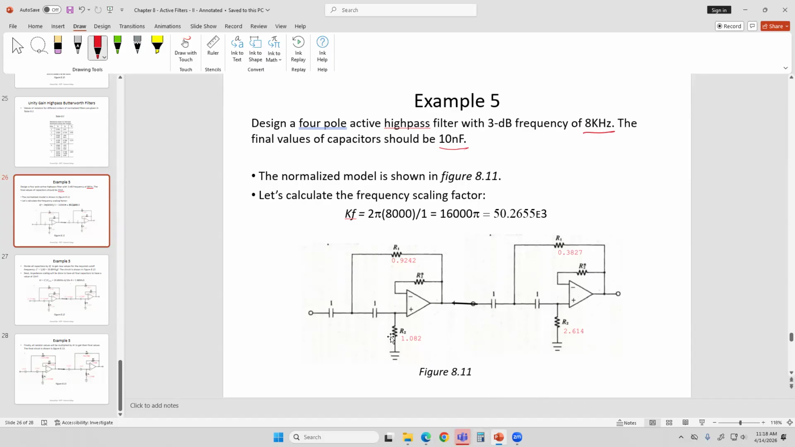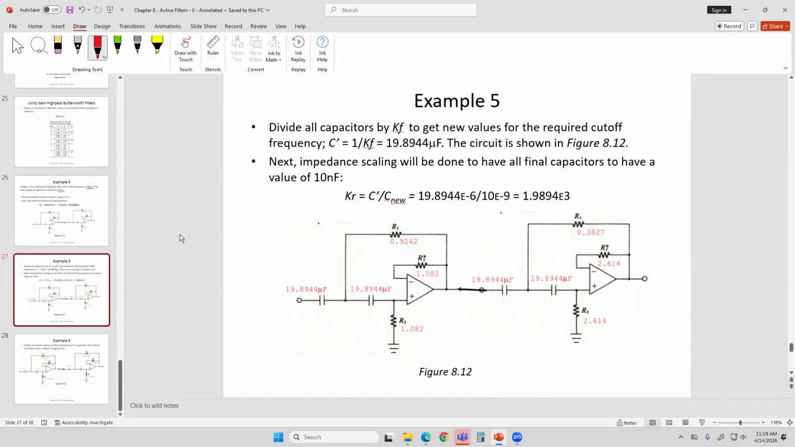Using the frequency scaling factor, I am going to divide all the capacitors by kf to get the new values of capacitor. That will give you the cutoff frequency of 8,000 hertz. So the new value of capacitors are 19.8944 microfarad.